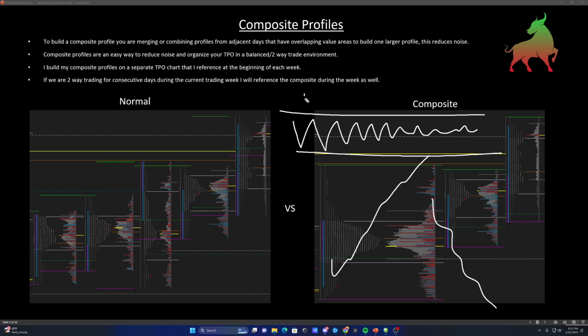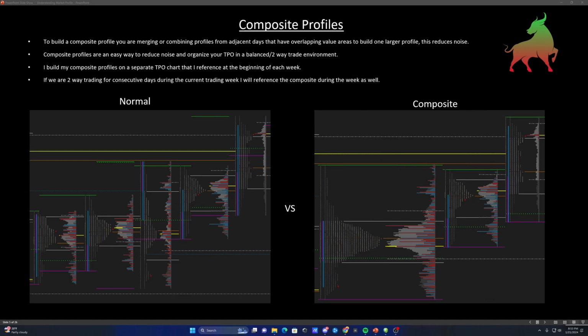So if we have Monday, Tuesday, Wednesday, and all of our value areas for Monday, Tuesday, Wednesday are overlapping or relatively in the same place, we can squish all of these profiles together to make one large 3-day profile to make it easier to see. This is exactly what we have here. This is your normal chart. Day 1, Monday. Day 2, Tuesday.